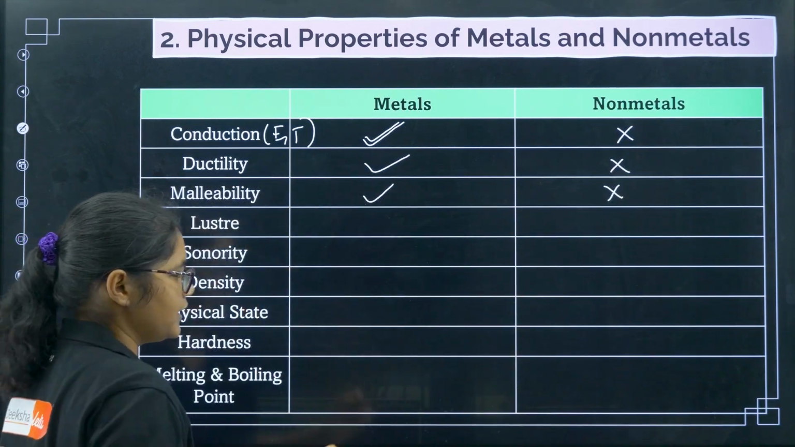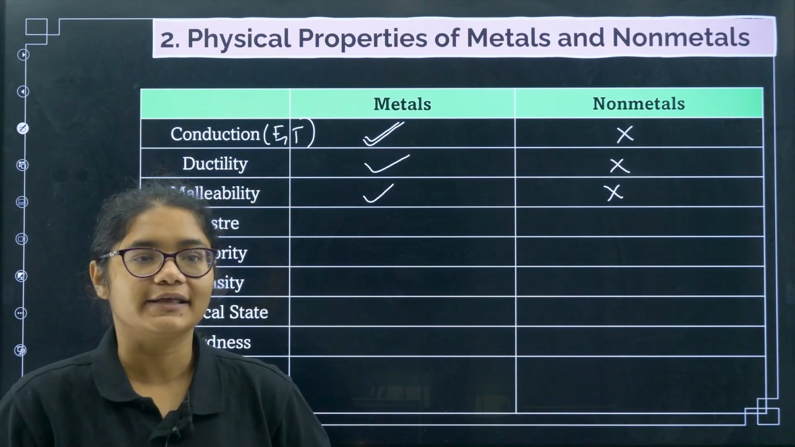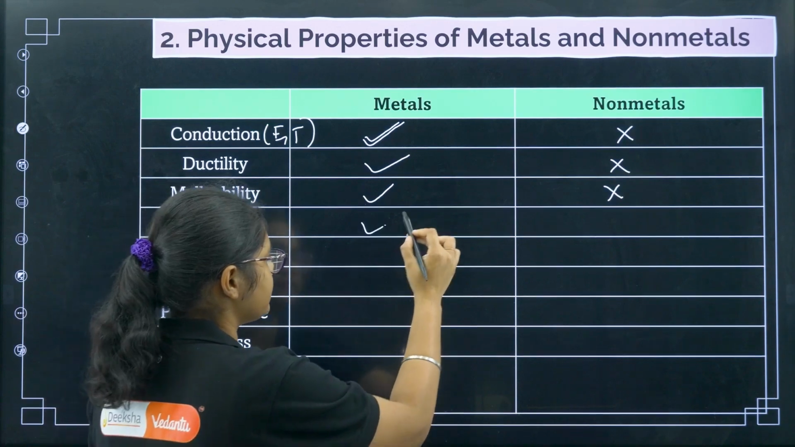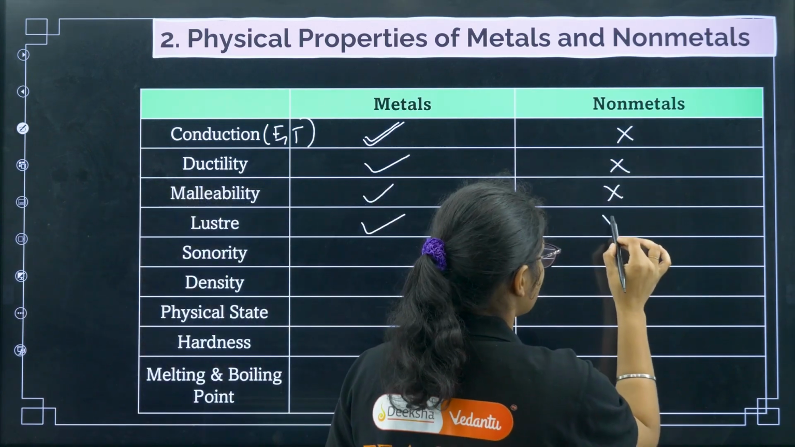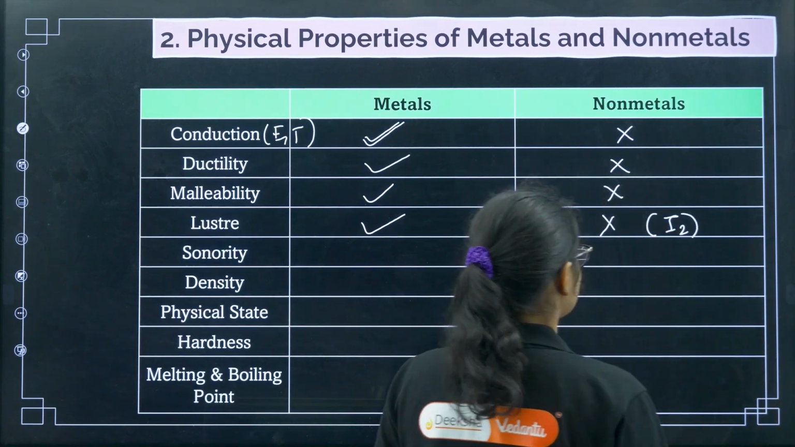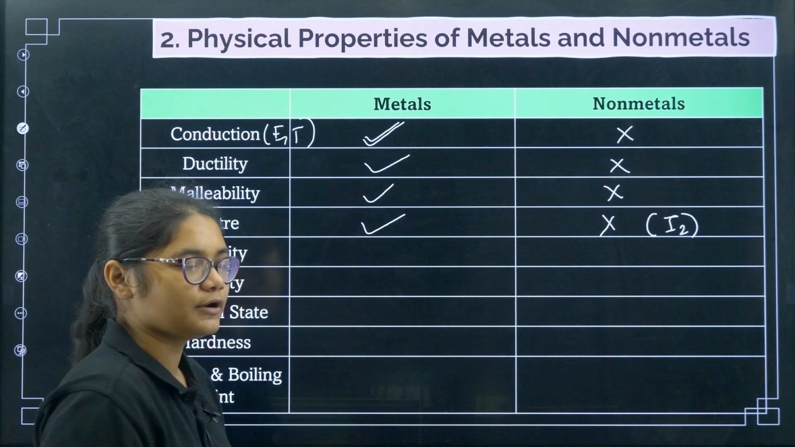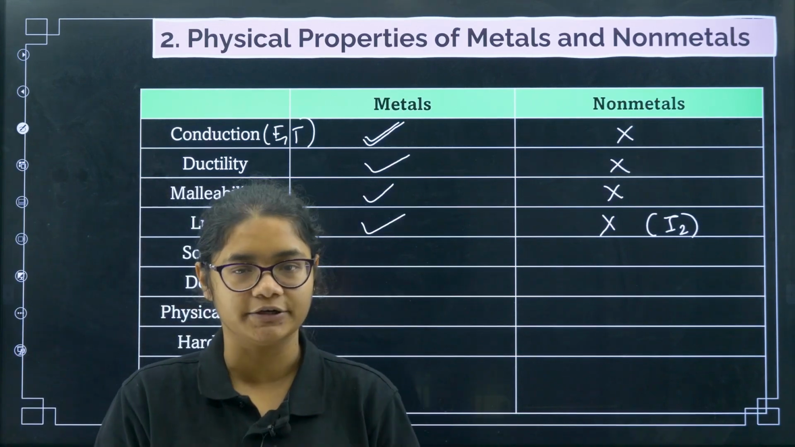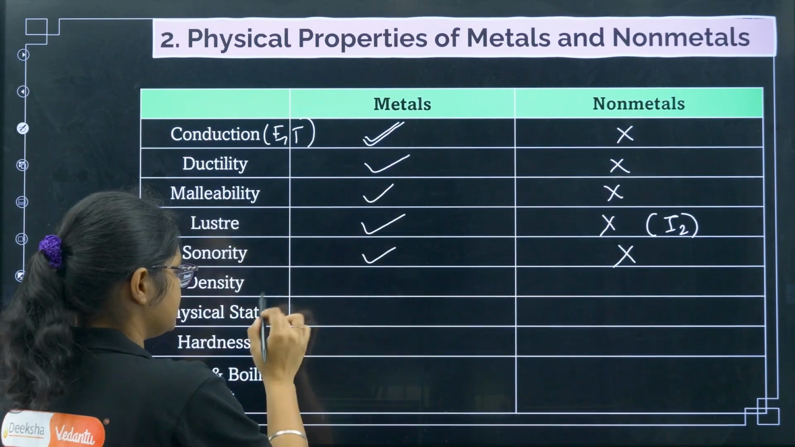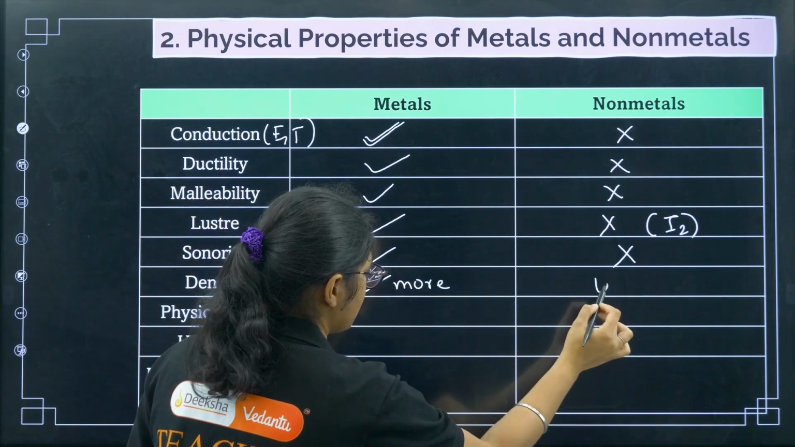Now coming to luster. Luster means brightness, a shiny appearance of the metals. So yes, metals are generally lustrous. Non-metals are non-lustrous, but there is an exception here, iodine. Iodine is a non-metal but it is lustrous. Next, sonority. Sonority means when you hit a metal a sound is produced. So metals show sonority, non-metals do not. Now density: metals are more dense and non-metals are less dense.